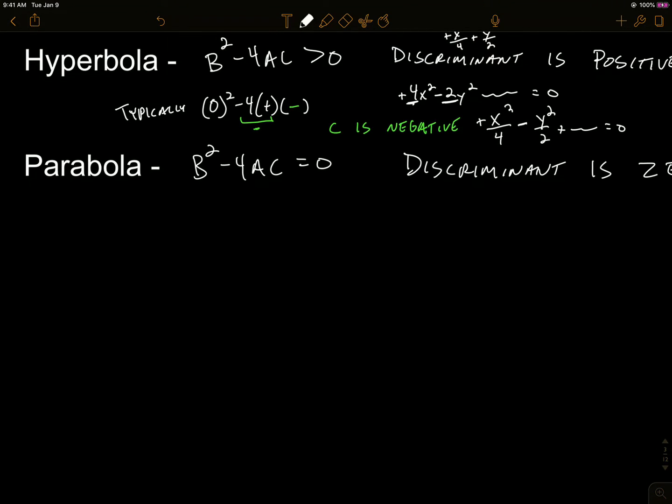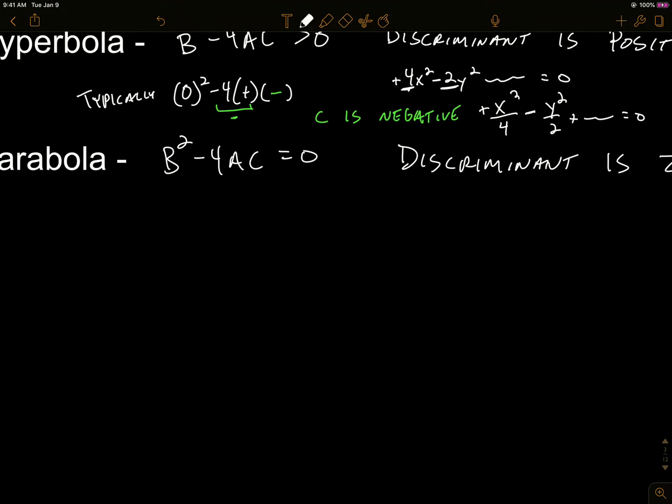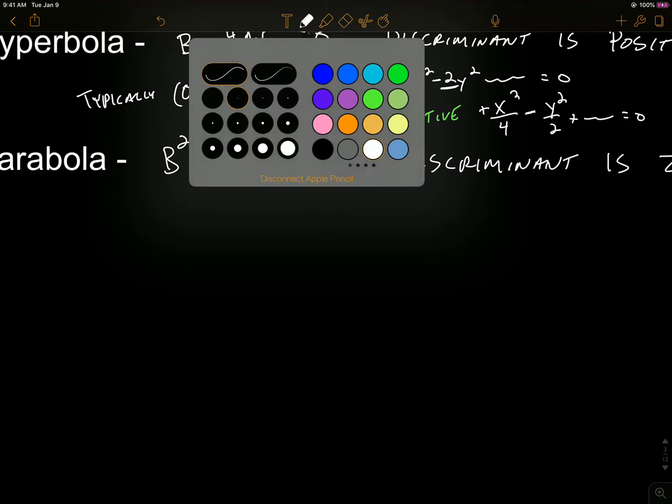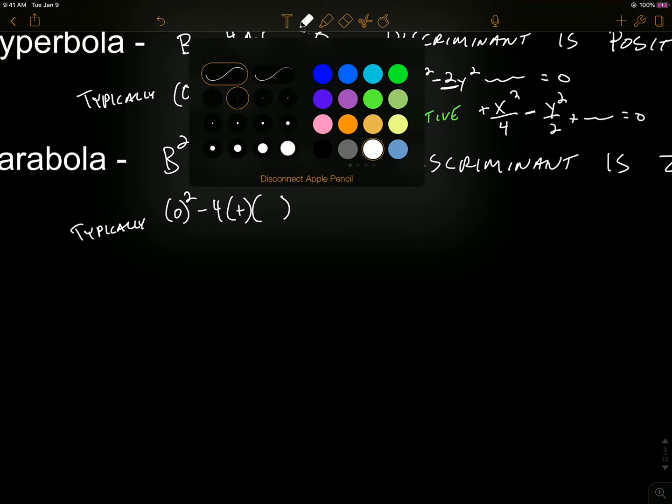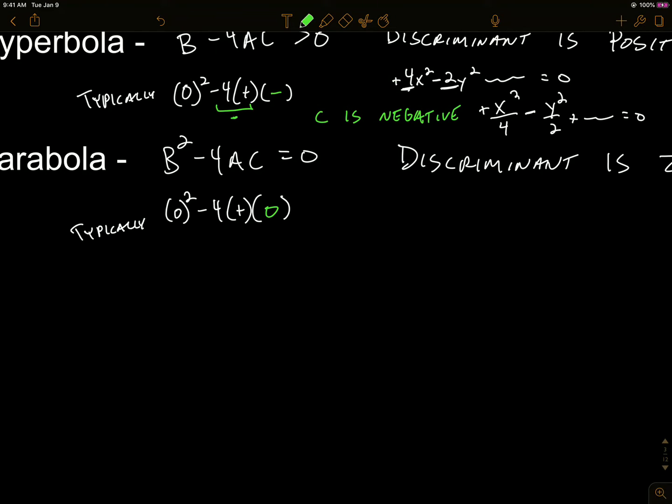And then lastly, the parabola. If my discriminant is going to be 0, that means typically b is 0. The ones that we're going to see in this class, a is positive. So what does c have to be for this whole thing to be 0? c has to be 0. So that'll make a parabola if c is 0.